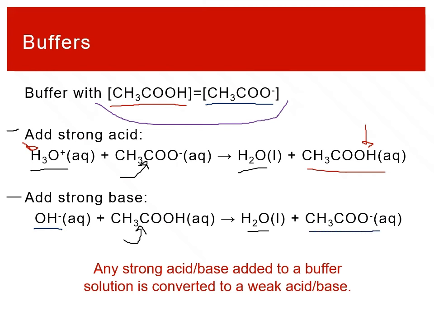So the whole mechanism of what buffers do is that you have this conjugate pair where you have both weak acid and weak base. There is something for the strong acid and/or strong base that you would add to react with. So it won't necessarily react with water. It won't affect the pH. Instead, it'll react with the buffer components and create weak acid or weak base, which has a much lower effect on the pH because they're weak.